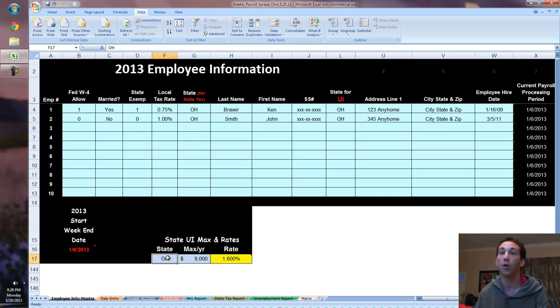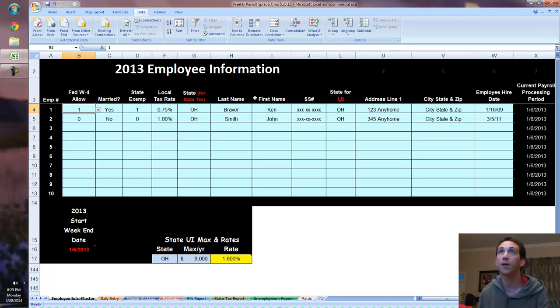This is an Ohio-based template. It only has Ohio state tax rates in here. I can add other tax rates or multiple states' taxes or different state taxes, but this one's just Ohio because it's for a client I'm doing in Ohio right now. This is the unemployment maximum, $9,000, and the unemployment percentage, which is sent to you by the state.